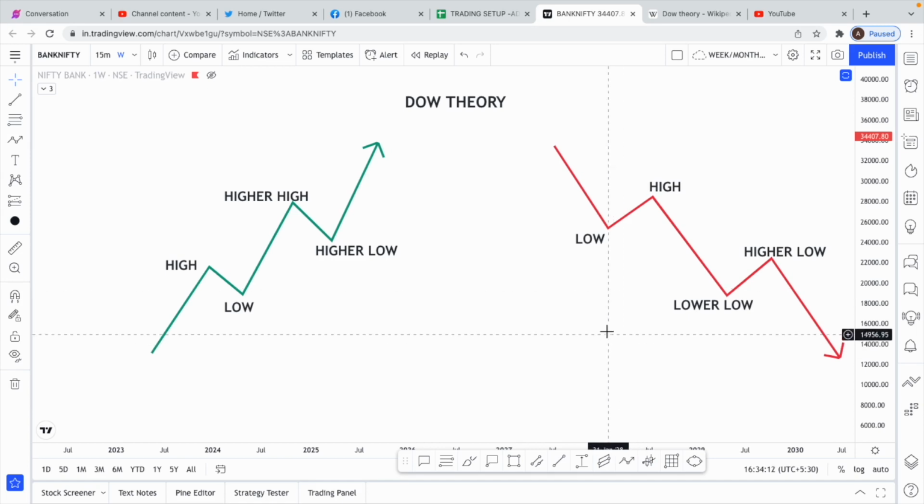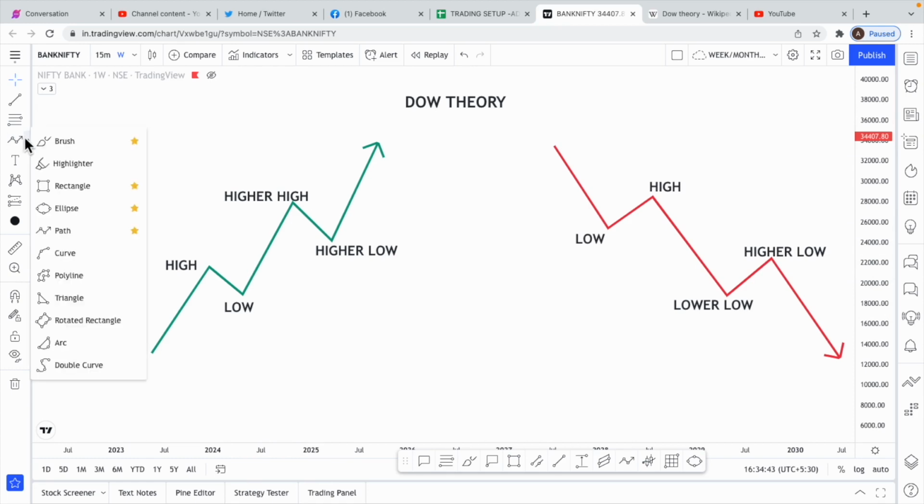Now what this Dow theory states is, if the market is in an uptrend, this is how the market will most likely move. That is, it will make a high, then it will come down, make a low, then again it will go up and make a higher high. Now what does this higher high mean? Means it is higher than the previous high, so we call it higher high. Then again it will make a low, and it will be higher than the previous low. See, this low and this low.